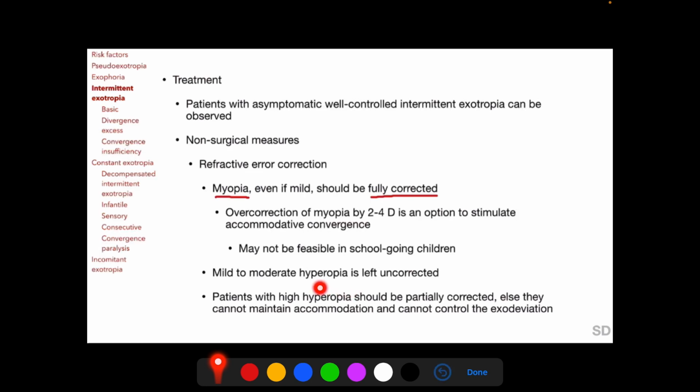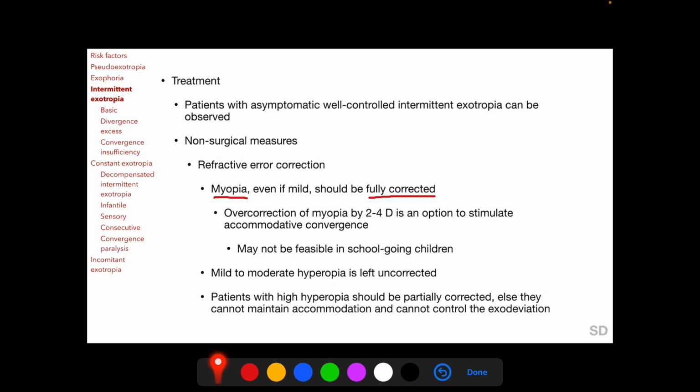And in intermittent exotropia patients with high hyperopia, their high hyperopic refractive error should be partially corrected, because if this high hyperopic refractive error for distance is not corrected, the patient will not be able to focus distant objects even after induction of maximal accommodation, and so the accommodative effort will not be sustained, and thus along with it accommodative convergence effort will also not be sustained to control the exodeviation of intermittent exotropia.